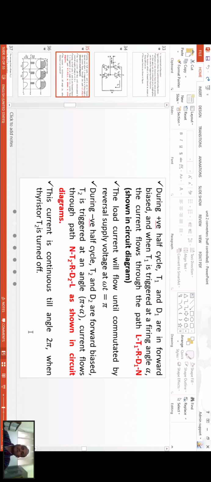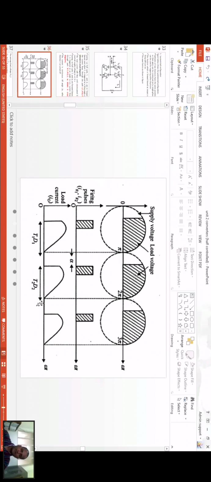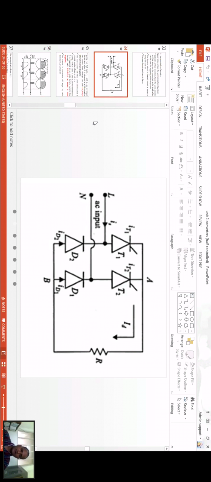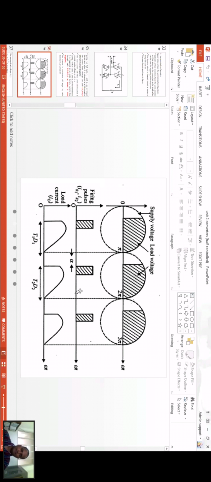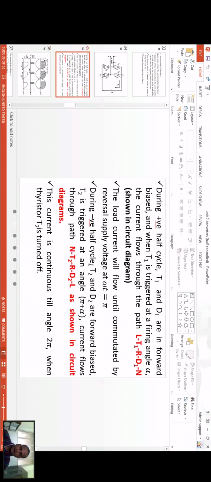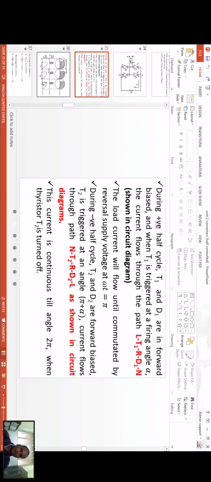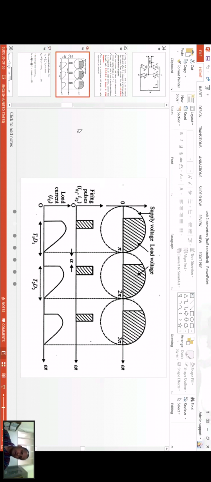This current will continue till the angle 2 pi, when the thyristor T2 is turned off. So you have to remember how the current flows in this circuit in the symmetrical configuration, and you should know this circuit diagram. This is the flow, the output voltage, output current and the triggering process.